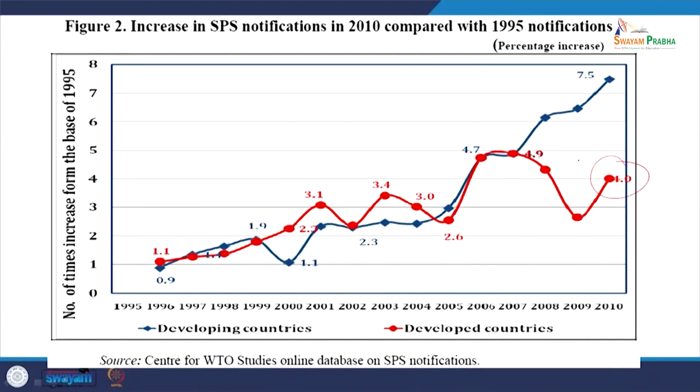Increase in the SPS notifications in 2010 compared to 1995 notifications. Now, the red one is developed countries and the blue one is for the developing countries. Here, the number of times increase from the base of 1995 is 7.5 times for the developing countries, and for the developed it is only 4 times.